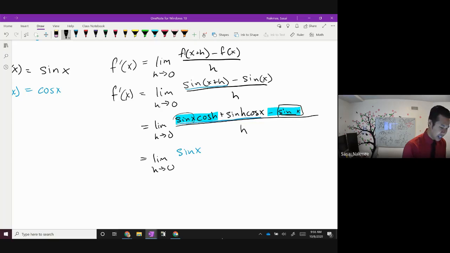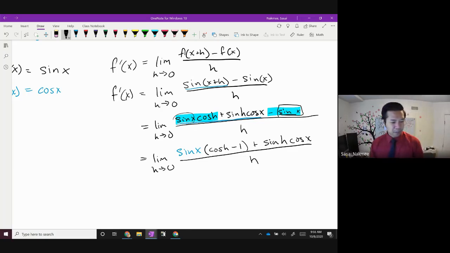and then leave behind a cosine of h minus 1, because if I factor out the sine of x, there's only 1 left behind, right? And then I didn't factor out a sine of h over here because that's not the same as sine of x, so that's just going to be added along to the side over here, which is sine of h times cosine of x. And this is all, of course, being divided by h still, right?